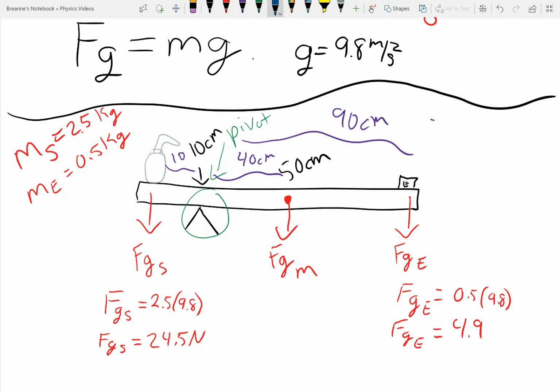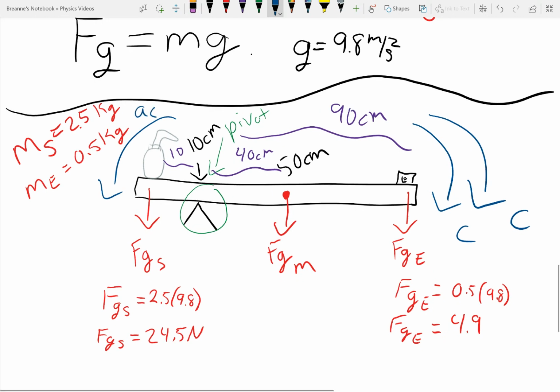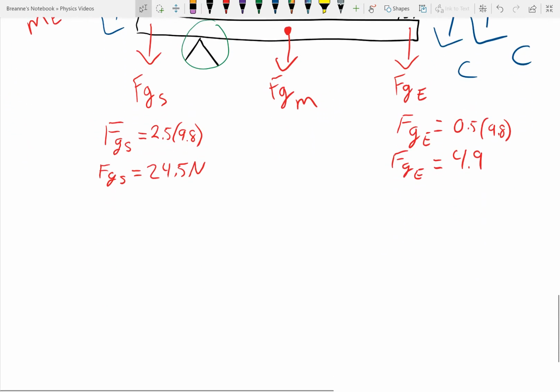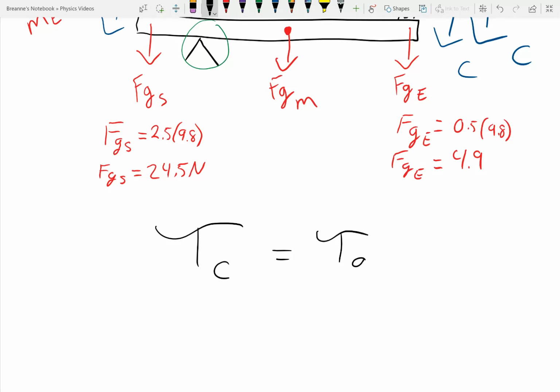So our eraser is making it go clockwise. Our force of gravity is making it go clockwise. Our soap is making it go anti-clockwise. So you have one on one side, one on the other. You have torque clockwise, it's got to equal torque anti-clockwise.